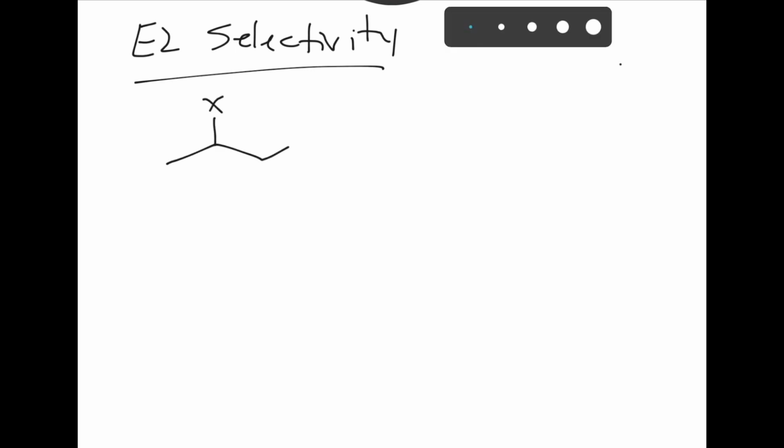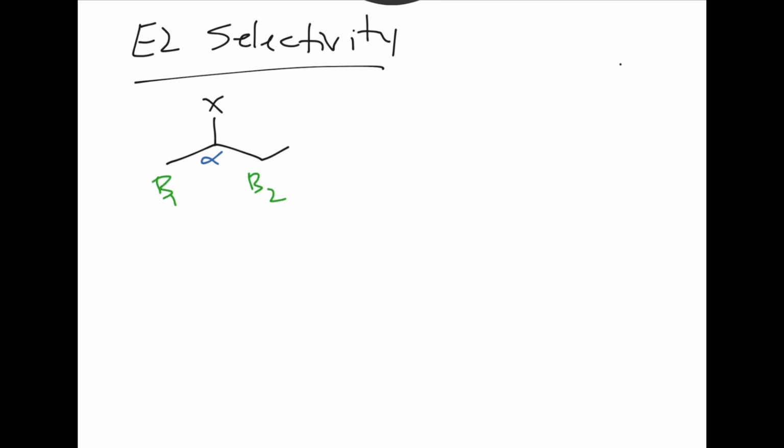So here we go. So we're going to start on E2 selectivity. Right? We had talked about how when you're doing an E2 reaction, you can simply label alpha, beta 1, and beta 2, right? And if you have two different beta carbons, how do you know which one you're going to make your double bond to, right?